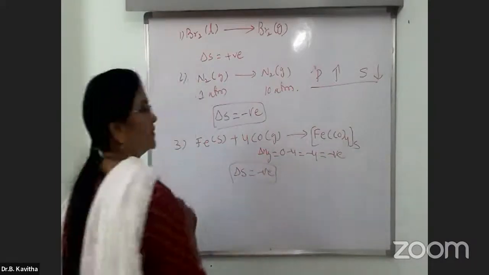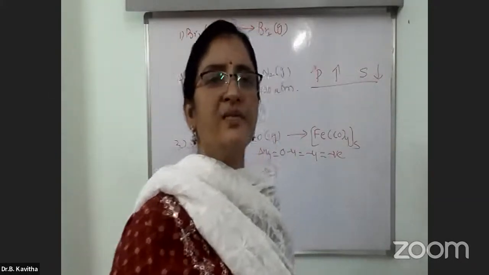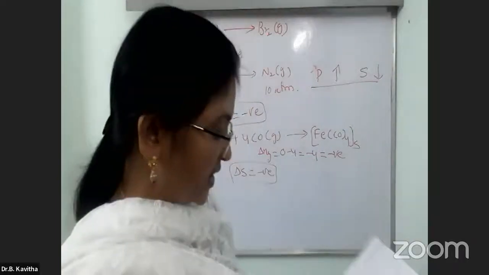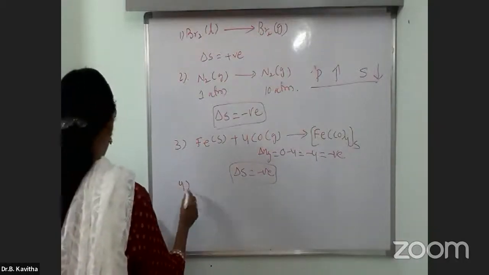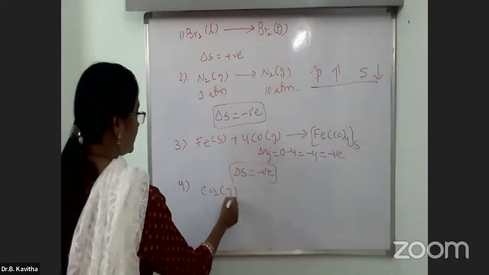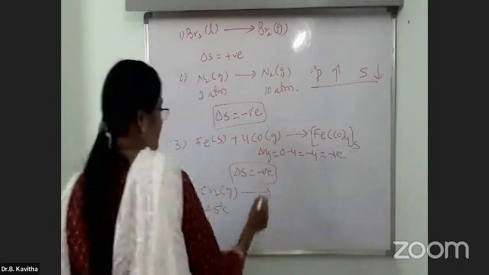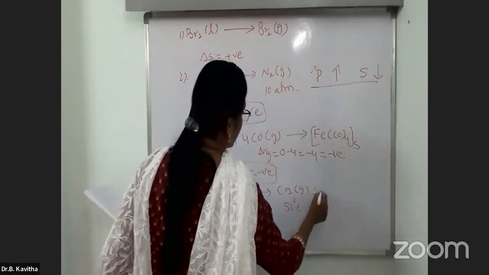So like this, for any chemical reaction, you can calculate the delta S. You can say whether it is positive or negative depending on the value. One more thing is there. Fourth one: carbon dioxide, which is kept at 25 degrees centigrade, the same gas is heated up to 50 degrees centigrade. What about delta S? Increases. Positive, automatically.